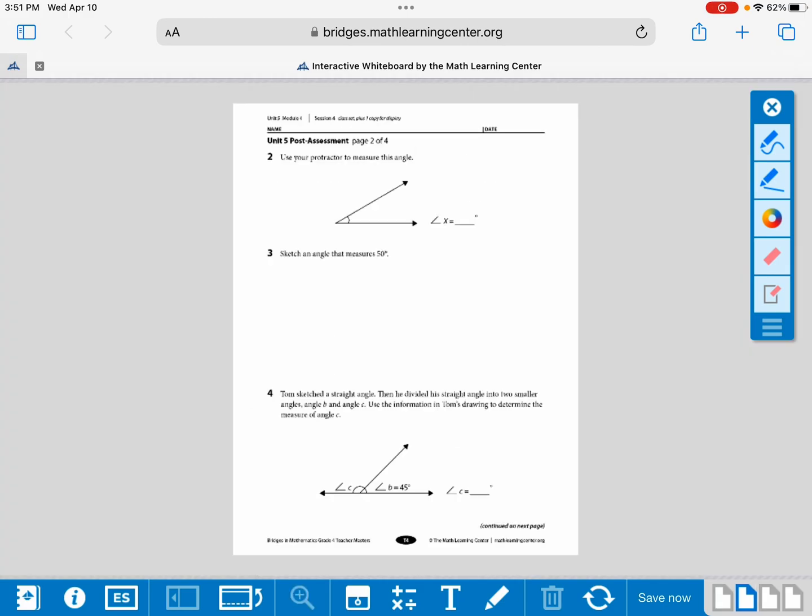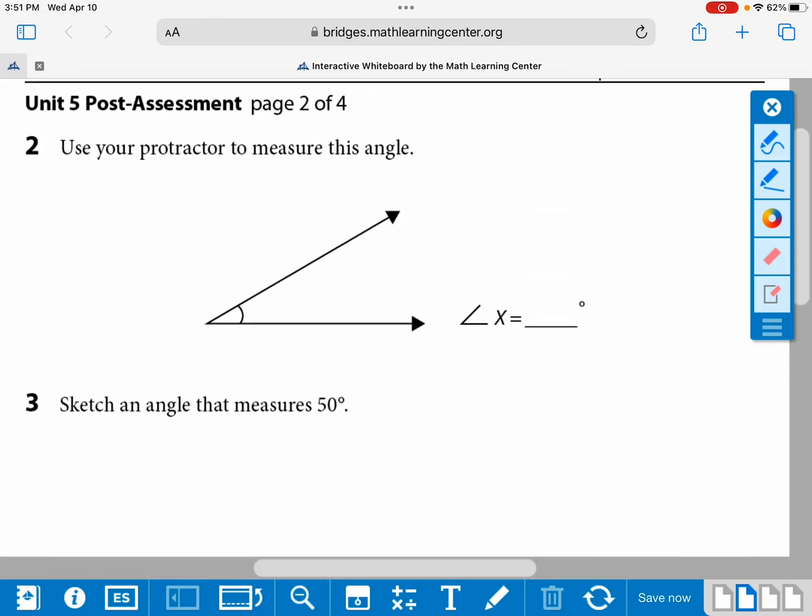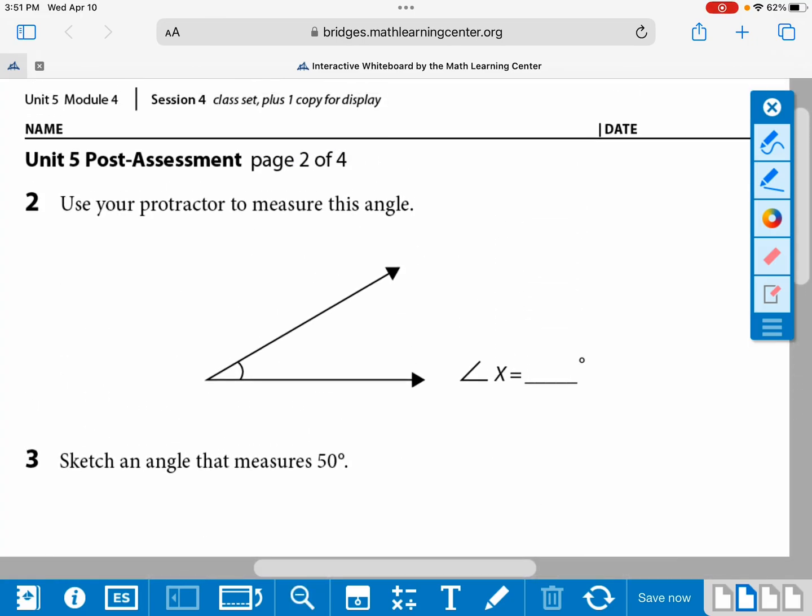All right, so for this page, we needed to use a protractor, all right? And the protractors are here at school. So with that, the students place the dot of the protractor right here, and then they follow this line to see where it ends up. This one was 30 degrees.